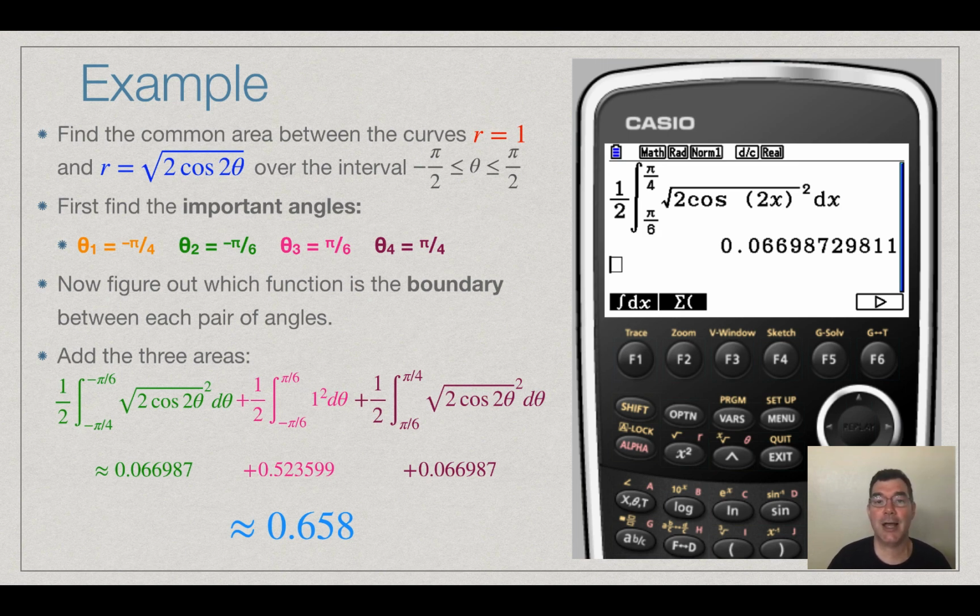So that is how you calculate the area between two curves, whether it's outside one curve and inside another, or whether it's the common area to both curves.